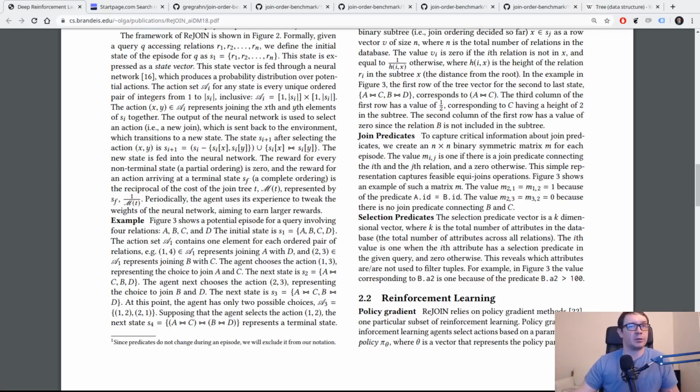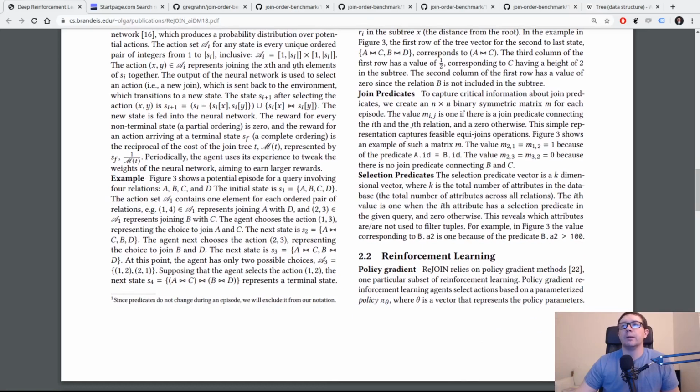Remember, the A, B, C, D are the relations. And it is 0 otherwise. This simple representation captures feasible equijoin operations. Figure 3 shows an example of such a matrix M. The value M21 equals M12 equals 1 because of the predicate A.id equals B.id. The value M23 equals M32 equals 0 because there is no join predicate connecting B and C.